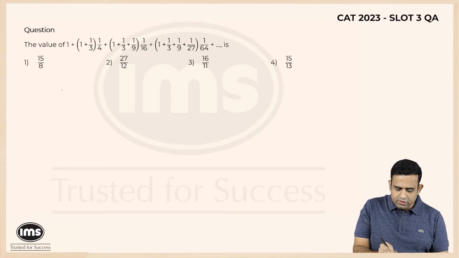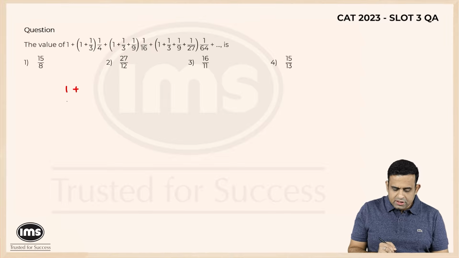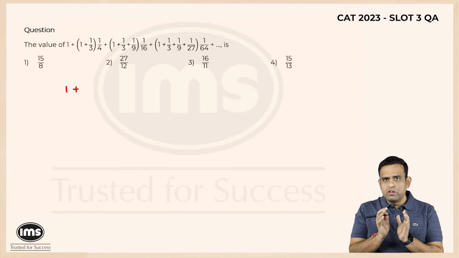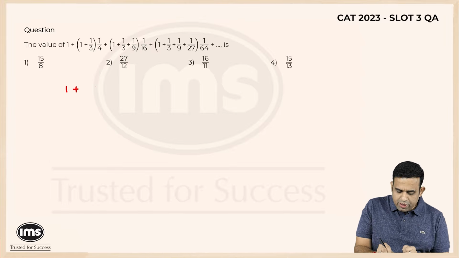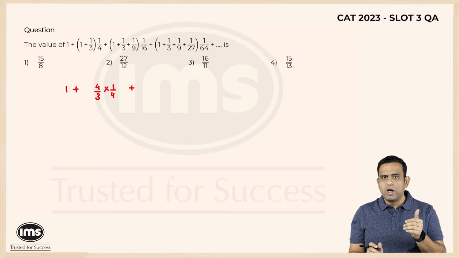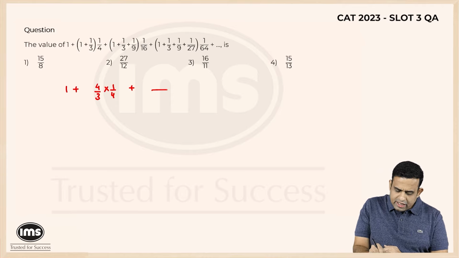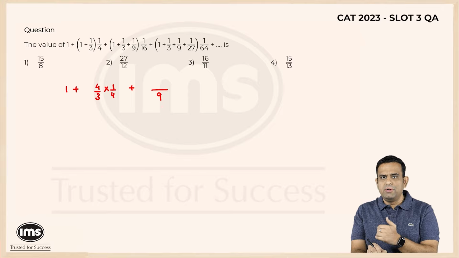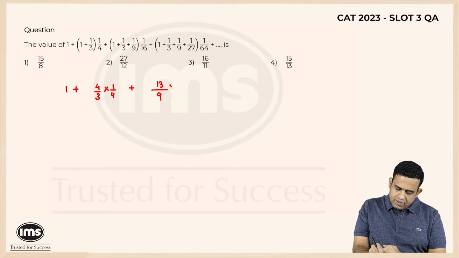So over here, if I write down the terms, the first term is 1. The second term would be, first of all, the term 1 plus 1 by 3 will become equal to 4 by 3 and then into 1 by 4. If I look at the third term and the portion inside the bracket, 1 plus 1 by 3 plus 1 by 9, if I take the LCM as 9, then one will get 9 plus 3 plus 1, which is 13. And you have 1 upon 16 here.